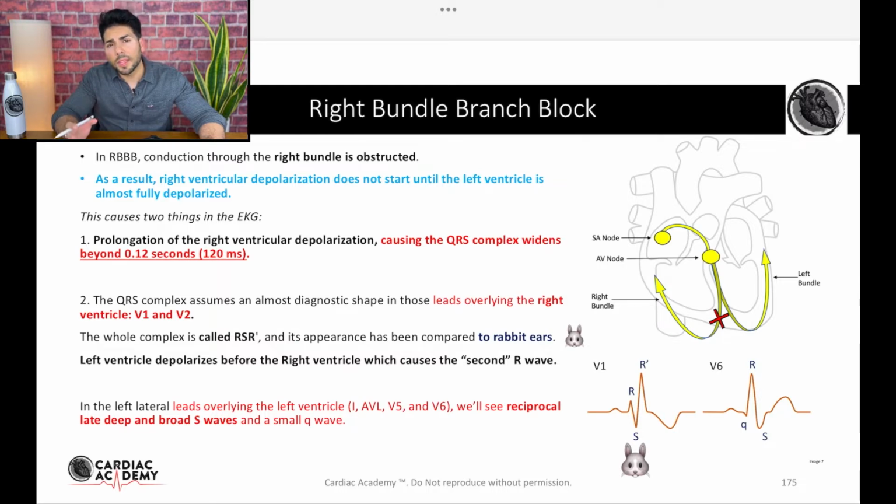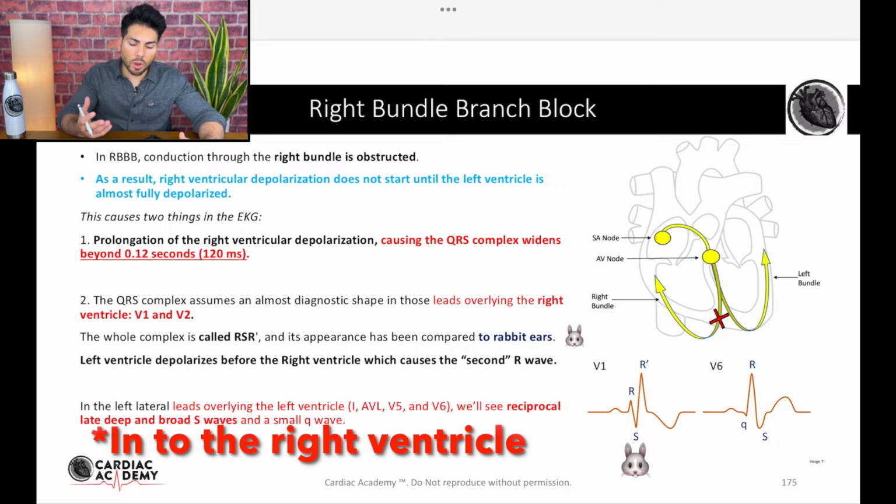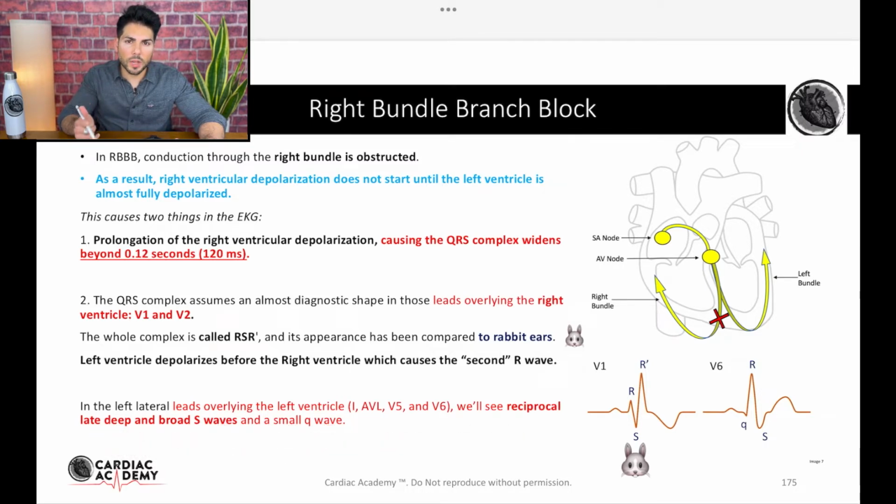Just like we said, the right bundle is going to be blocked, and because there is a block in one of the bundles, the depolarization is going to take longer, okay? The depolarization actually has to almost wait until the left bundle has completely depolarized the left ventricle, I should say, before it starts going into the right bundle. So that's why you're going to see a wide QRS. That's the first thing you're going to notice. The QRS complex is going to be more than 120 milliseconds, okay? That's the first step. And after that, you're going to look for a specific morphology, okay?